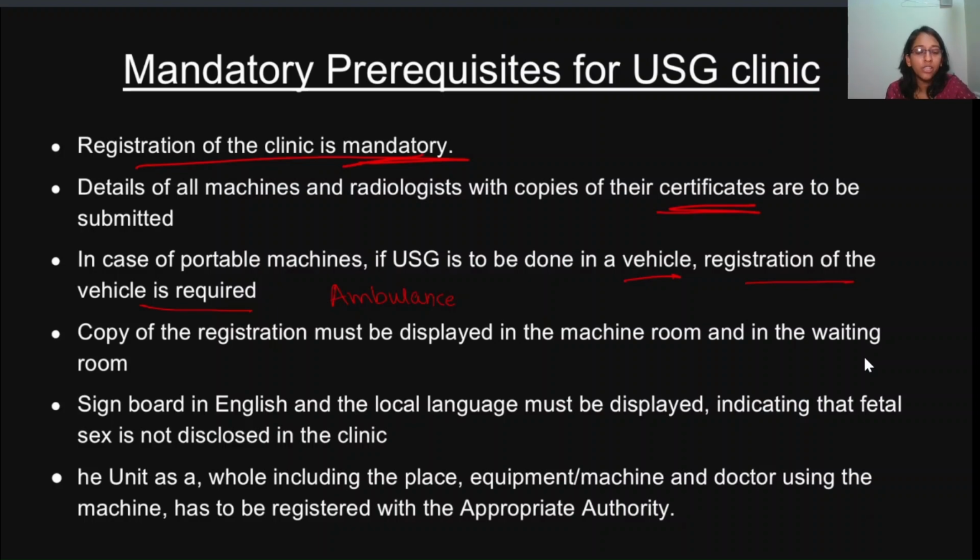So if I am doing ultrasound in a hospital, the hospital should be registered, the ultrasound room should be registered, and the machine should be registered. If I am performing the investigation, even I should be registered under the PNDT Act.